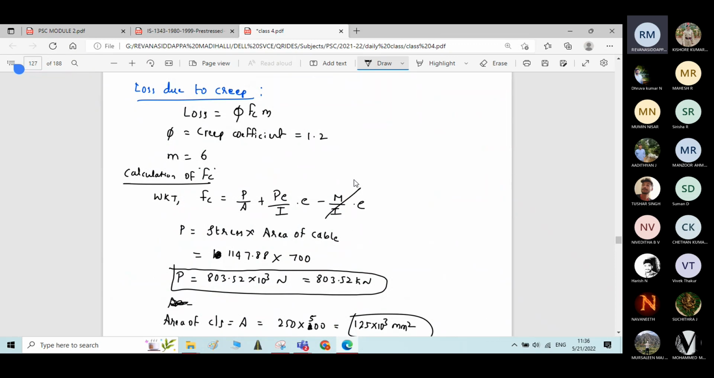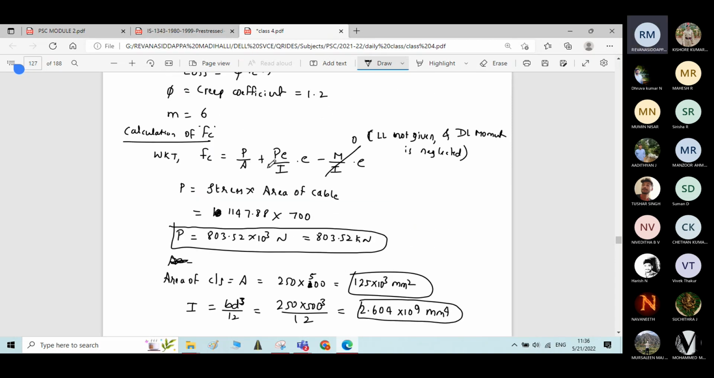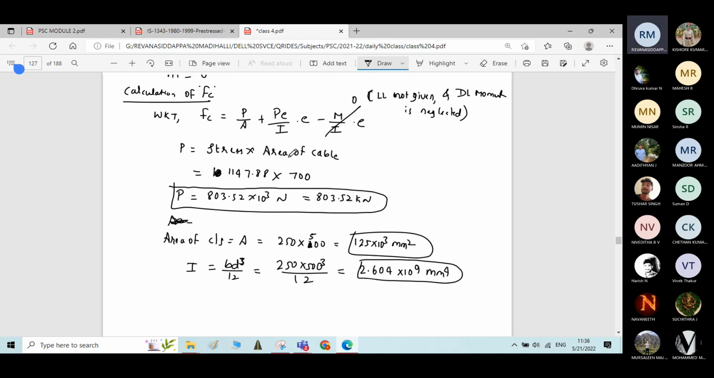Because live load is not given and dead load moment is neglected. In the absence of live load moment, we have to take this M value as 0. Now you got P, you got the value of A, and moment of inertia is also known. Eccentricity at support and midspan are known. Now you can calculate Fc at support and Fc at midspan.